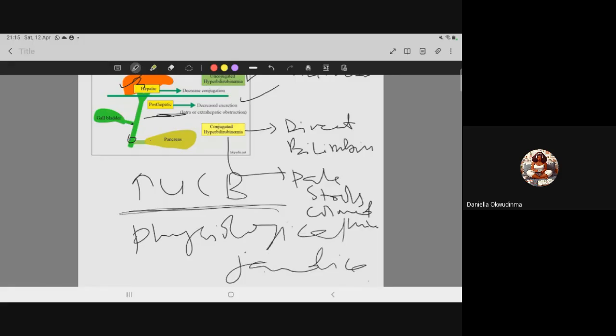Okay, this was your jaundice part. I hope these causes and all this stuff is very clear to you, because this is very high yield. This helps you to understand liver pathologies.